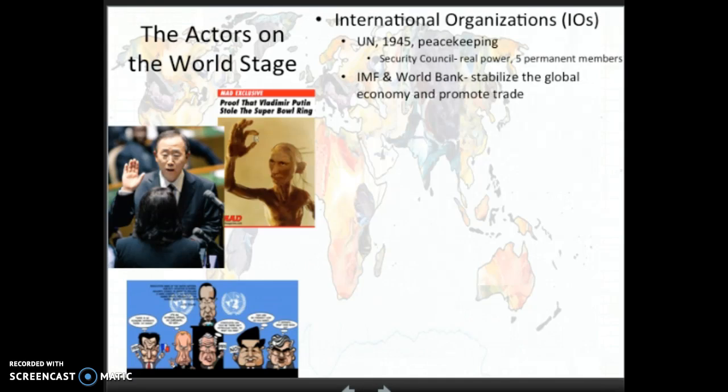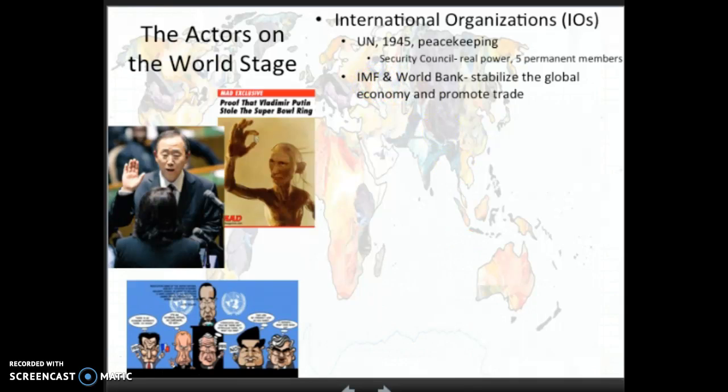Okay, we have international organizations. International organizations are organizations that multiple states can join. The UN, of course, is one of the number one examples. The UN was formed post World War II in 1945 with the mission of peacekeeping, where all the countries of the world can come together and talk about their differences and try to solve them diplomatically instead of going into war.